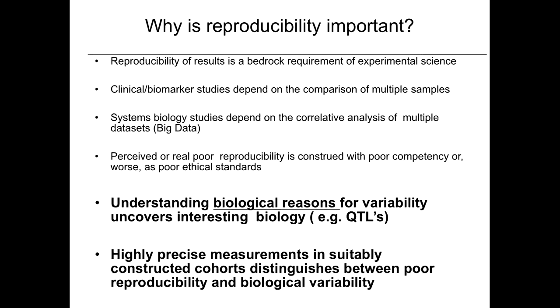This is only possible because we use accurate measurements, reproducible measurements, and also because we take advantage of the biological variability that's inherent in these mouse cohorts. If every mouse was exactly the same, we would of course never find that result. So in addition to these issues of reproducibility which I mentioned before, I would now add that we can understand biological reasons for variability, which uncovers interesting new biology, and highly precise measurement in a suitably constructed cohort distinguishes between poor reproducibility and biological variability, leading to new biological insights.